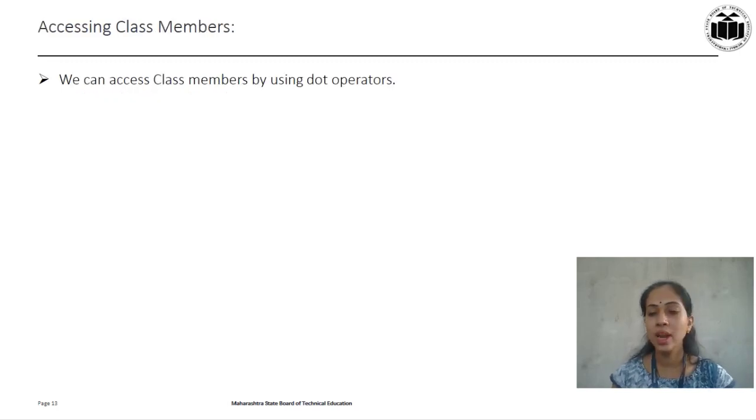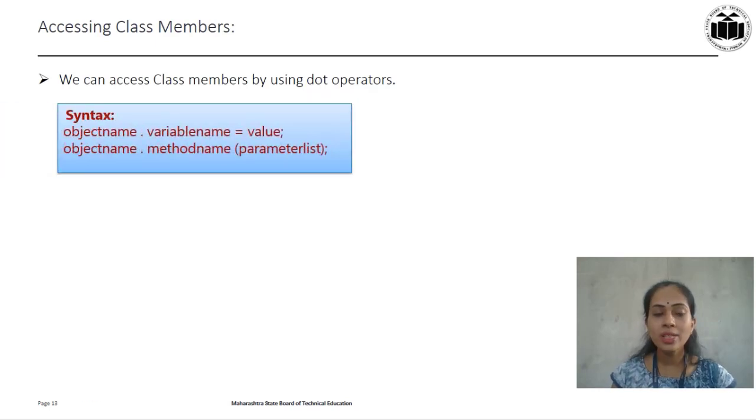Now how to access the class members? We can access the class members by using the dot operator. Class members are whatever we have declared, the variables and methods. That concept is known as class members, and those class members we can access by using the dot operator. So here is the syntax. Suppose you want to access a variable, you can write object name dot variable name equals value. Suppose you want to access a method, you have to write object name dot method name along with the parameter list if you have.